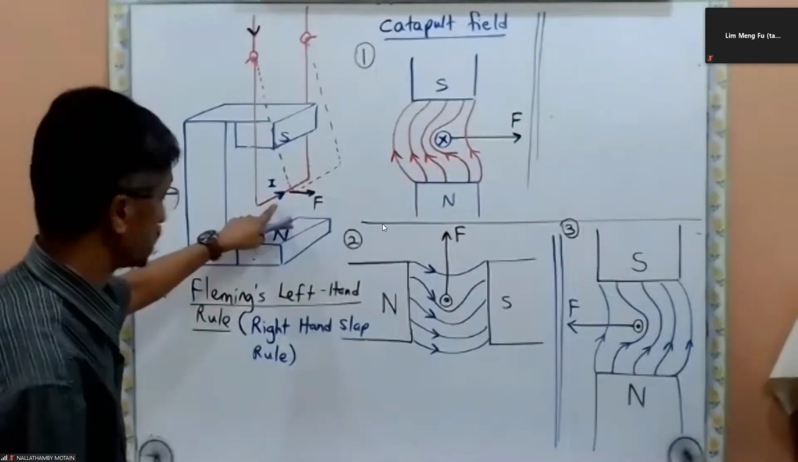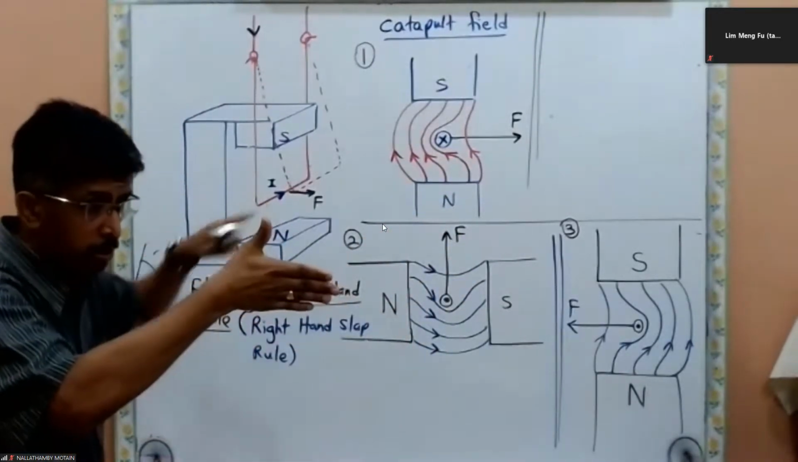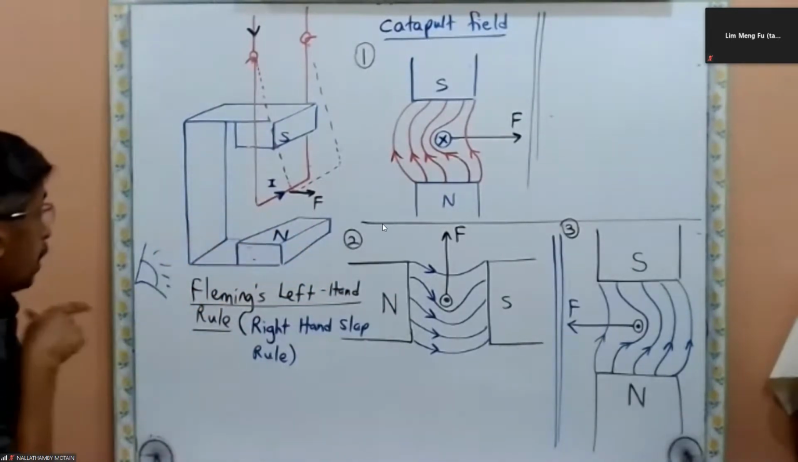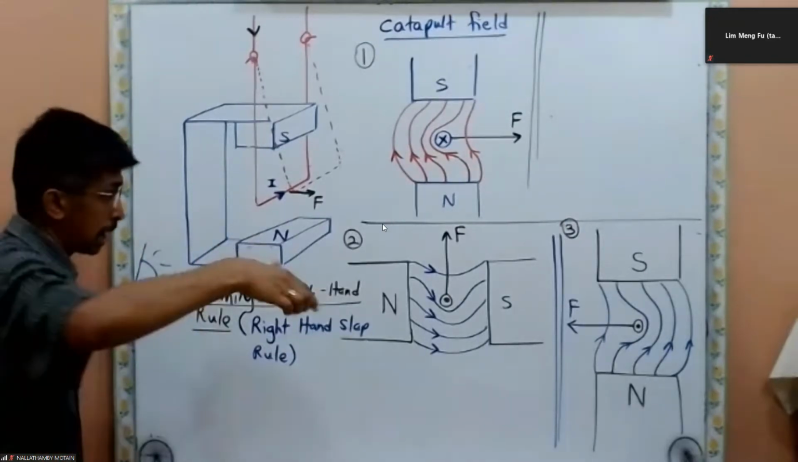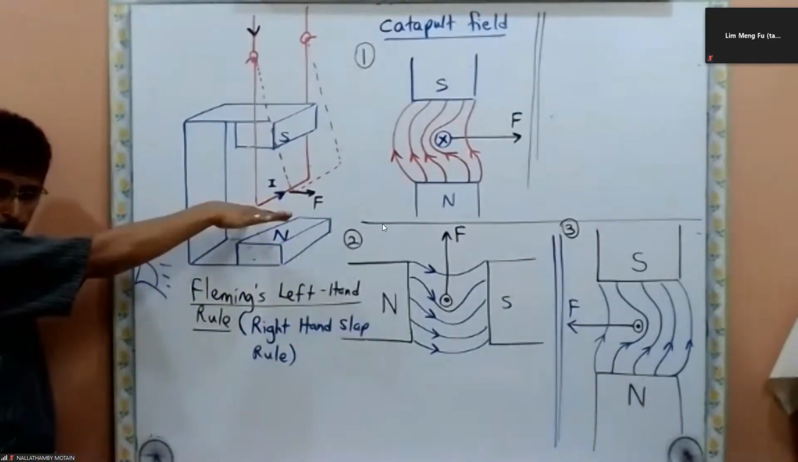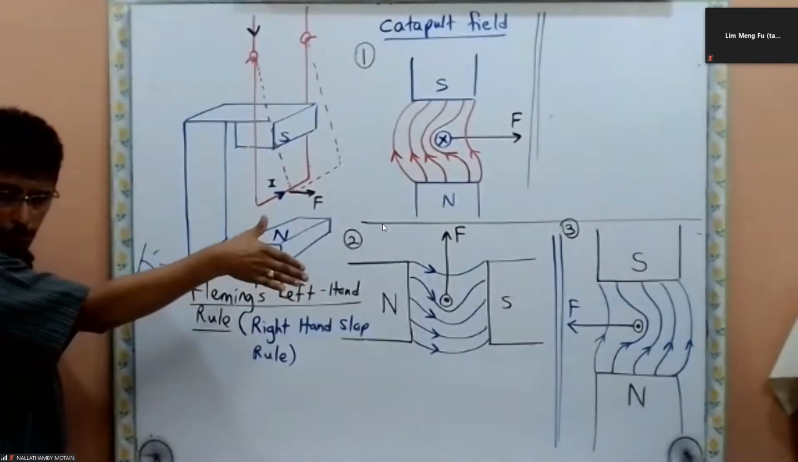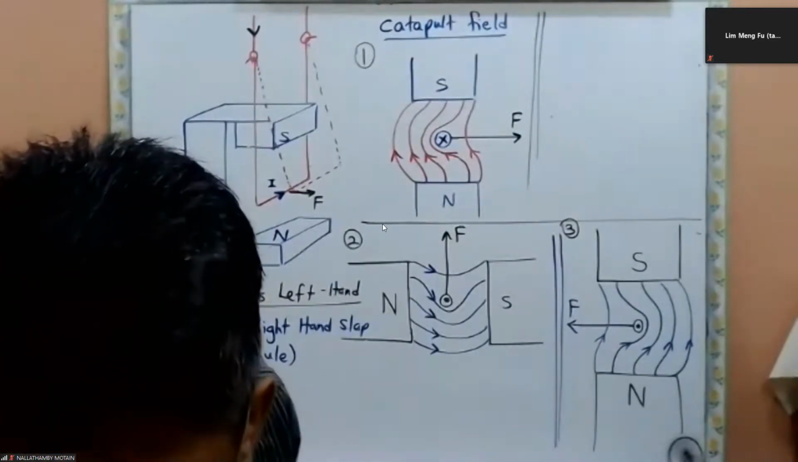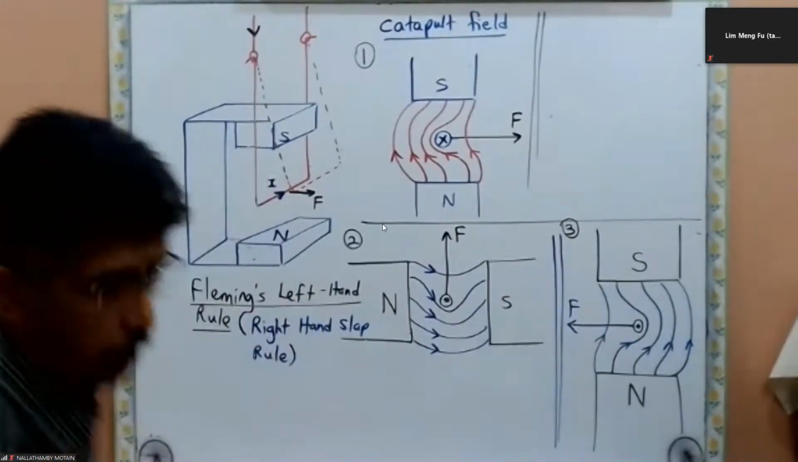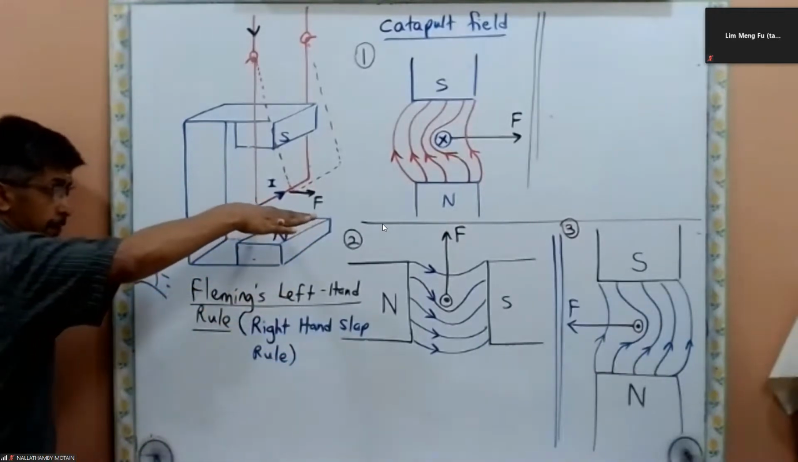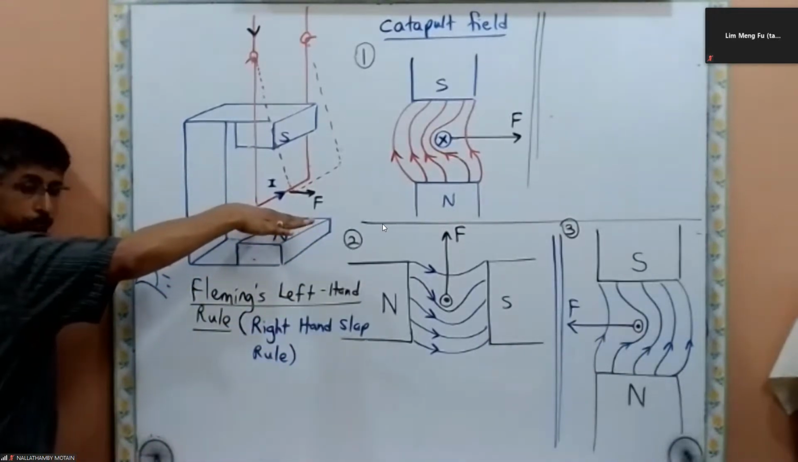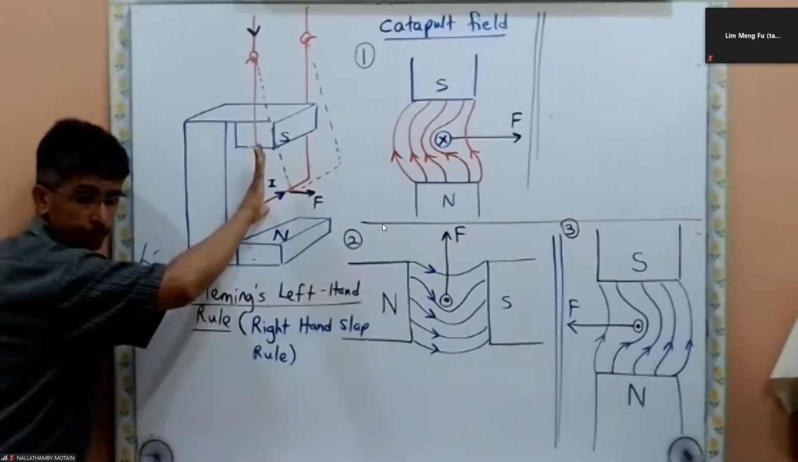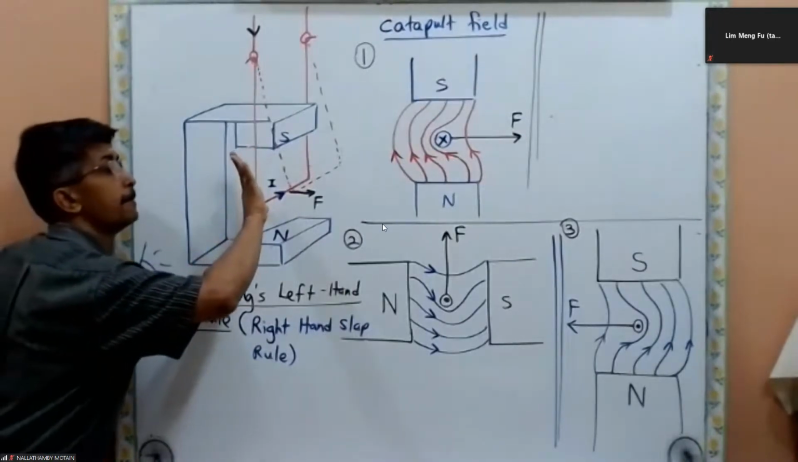So let's check. Where is the current? Current in, so your thumb must be pointing inward, because from here when you're observing, it is inward. Then point these four fingers to the south. Then slap.